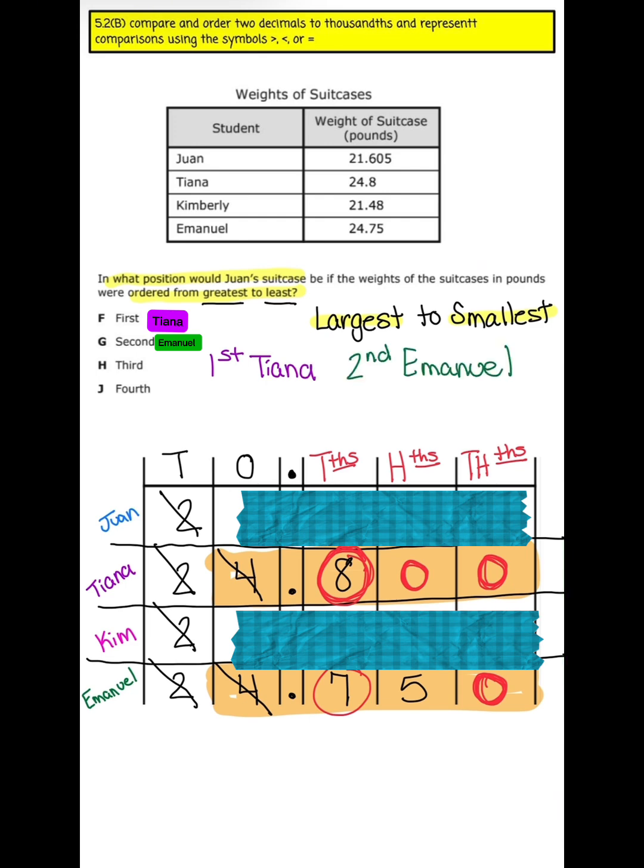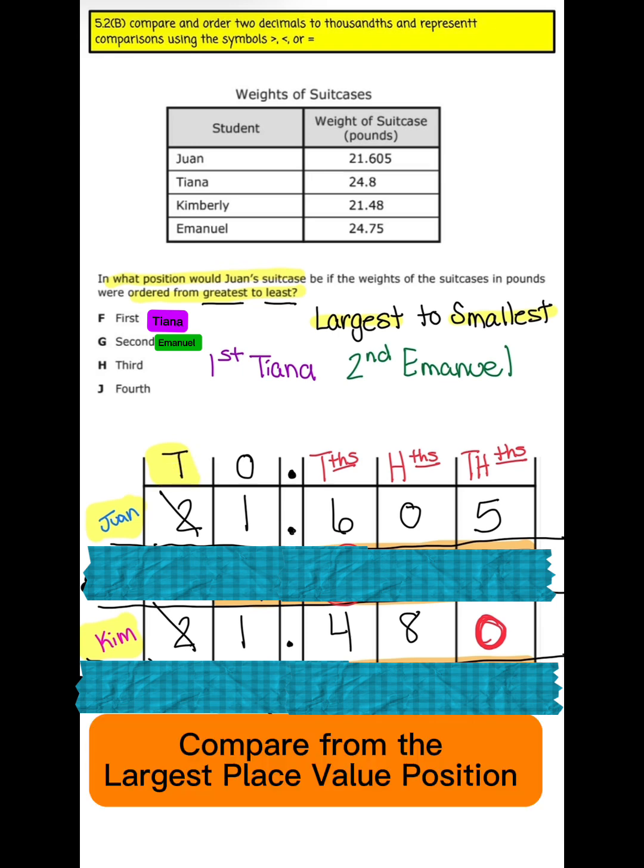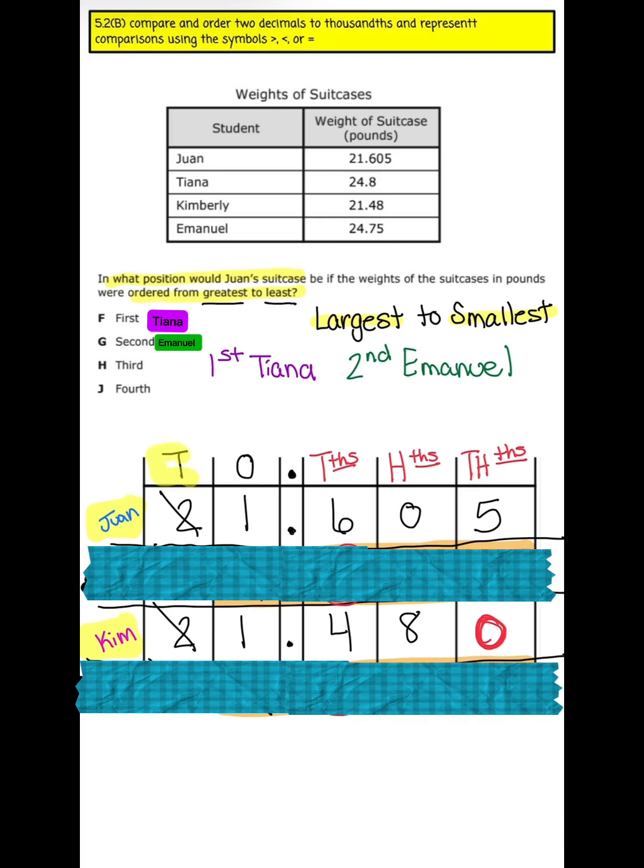Now that we've compared Tiana and Emmanuel, we're able to mark them out so that we can compare Juan and Kim to see if Juan's suitcase is in third or fourth position. Remember, when we're comparing numbers, we always start in the largest place value position. We've already compared the tens place for Juan and Kim. The tens place showed that Juan and Kim had equal values. So now we'll move to the ones place.